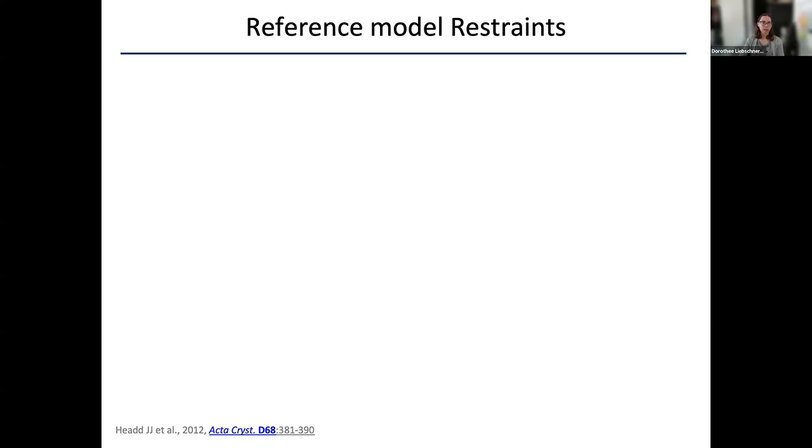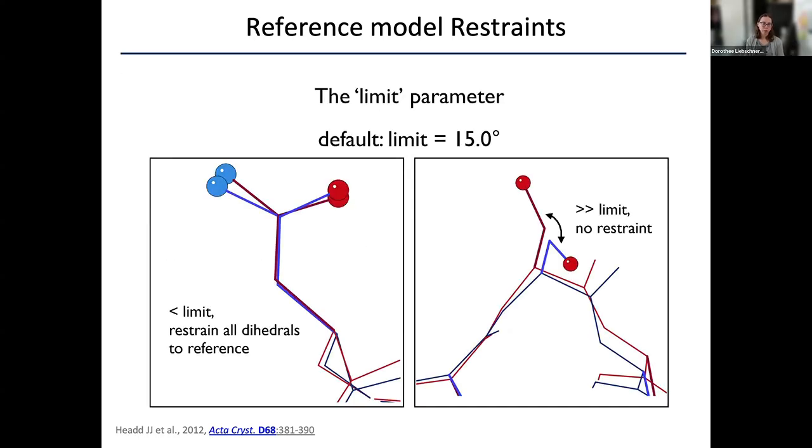So here I'm showing you what I mean with this allowing for structural differences. There is a parameter in these reference model restraints, which is the limit parameter. If the dihedral, or the torsion, deviates by more than 15 degrees, we say these two orientations, or these two dihedrals, are genuinely different, so we don't restrain them. So here are 2 examples.